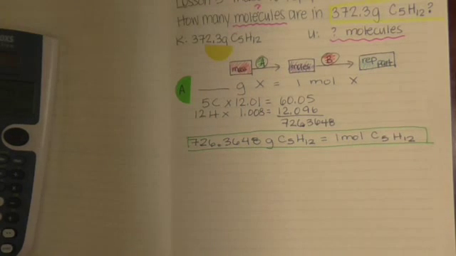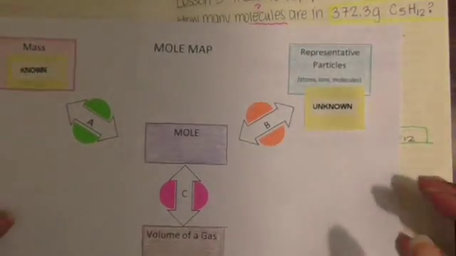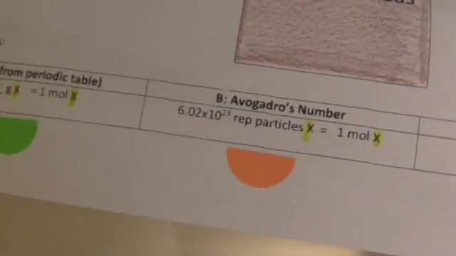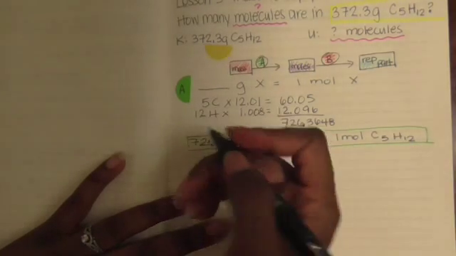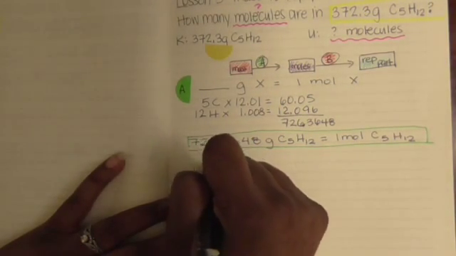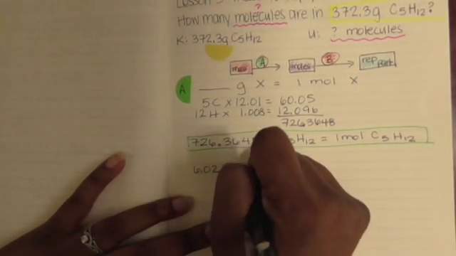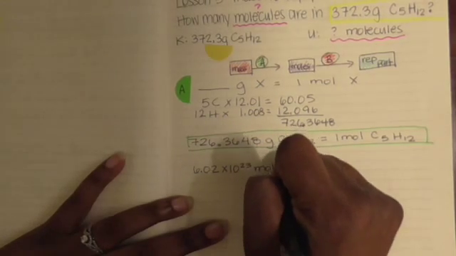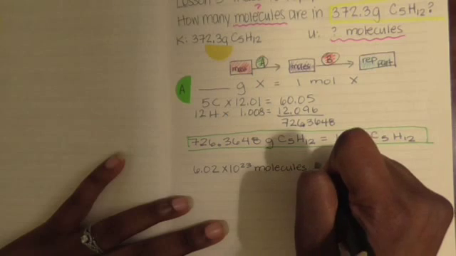Now, our B is the same exact B that it is for every problem. So if we go back, looking at our mole map, our B was Avogadro's number, which is that 6.02 times 10 to the 23rd molecules. Don't abbreviate molecules. It looks like moles and it causes chaos.